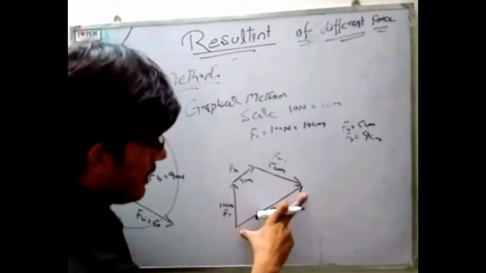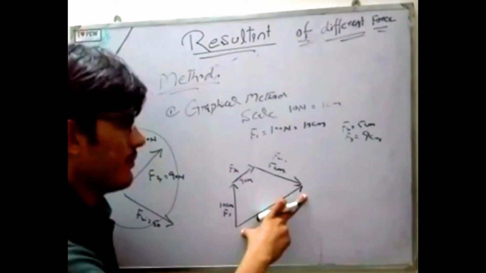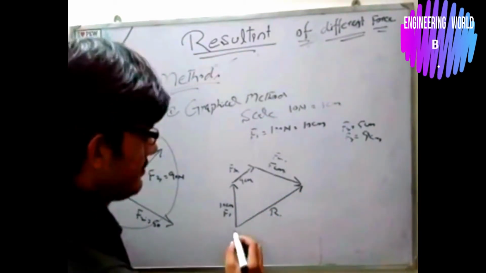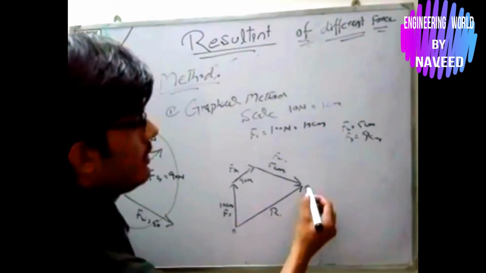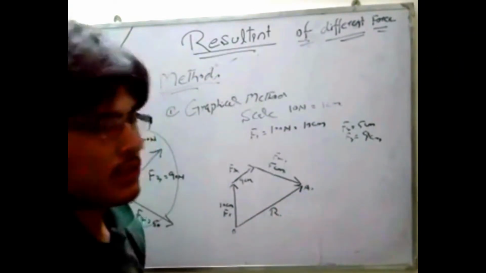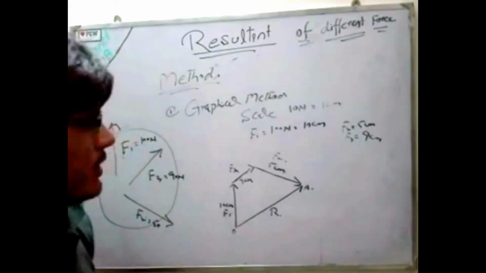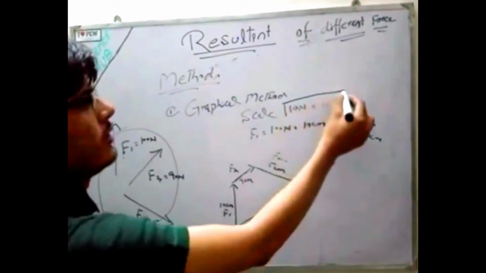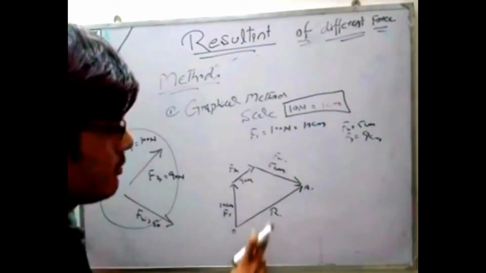This will be the resultant. So now just find the length of this resultant. Let's suppose this is the point O, this is the point A. So just find the length of this OA through a scale. So you get some data, and that data will be equated to this condition. So you get the resultant forces.